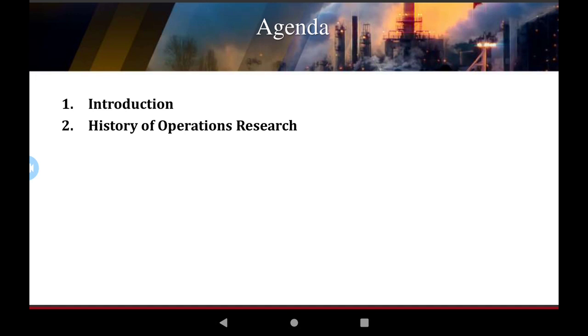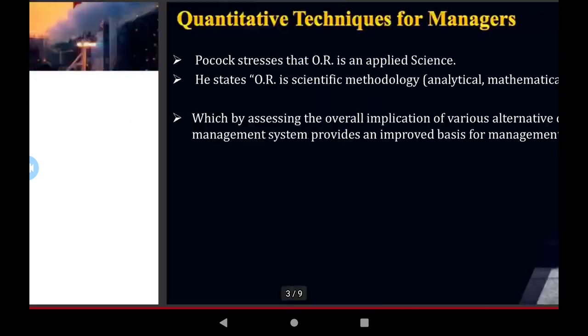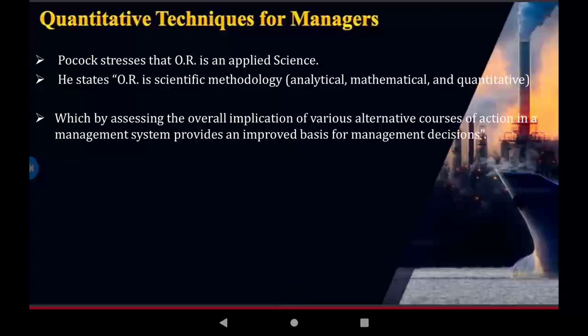Why was it developed? I will discuss some points about this in this video. This is quantitative techniques for managers, and I say that this subject is the most important.